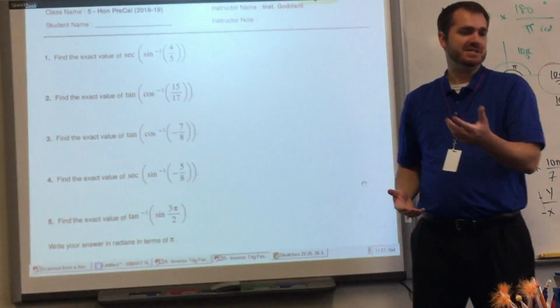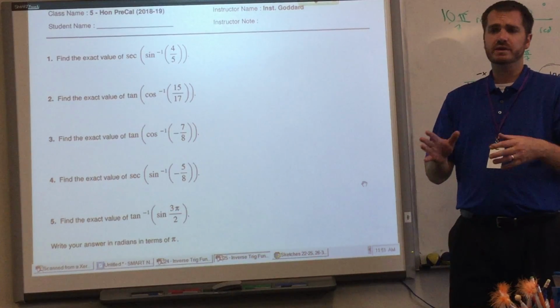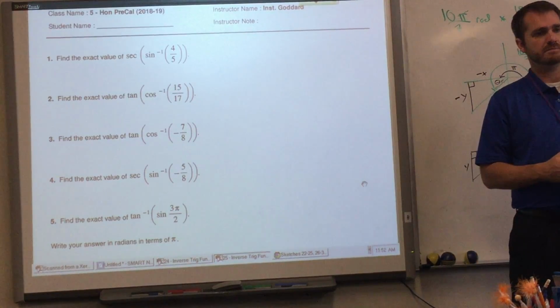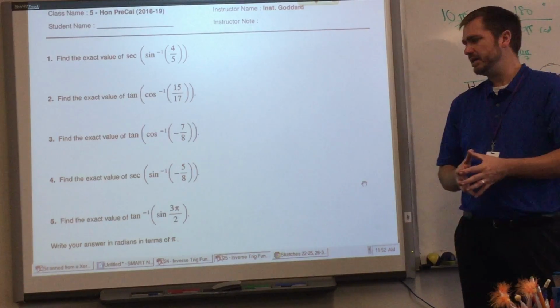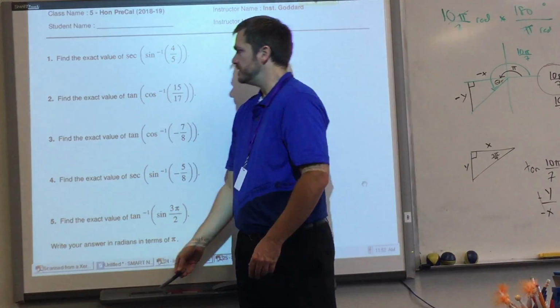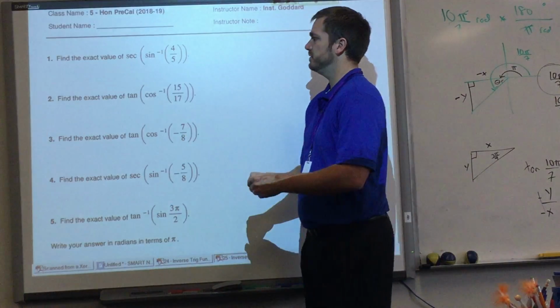Now we've got mixing and matching going on here. And if we're mixing and matching, that's no big problem. The only catch is we just need to draw a picture. So the unit circle might not help us out a whole lot at this part. Now, let's look here. This says find the secant of the inverse sine of 4 over 5.